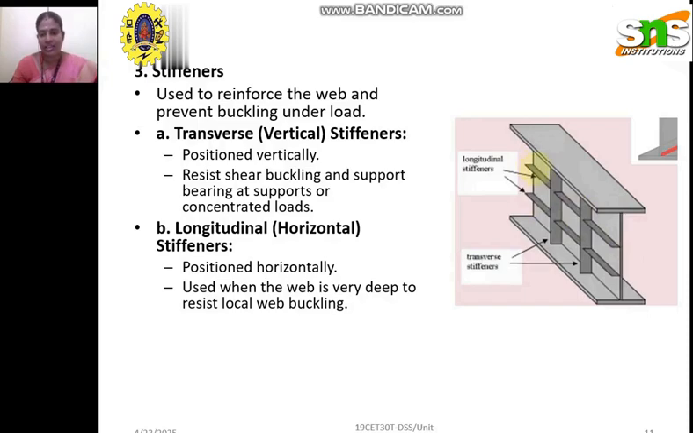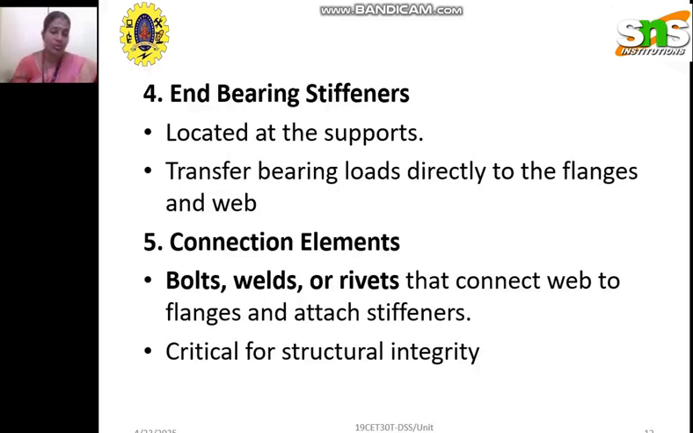And this is a longitudinal or horizontal stiffener. It is provided in a horizontal manner. So whenever the depth of the web is more, there may be a chance of local web buckling. Okay, so here the vertical stiffener will take care of the shear buckling, and the horizontal or longitudinal stiffener will take care of the local web buckling. And also some other stiffeners we are providing.